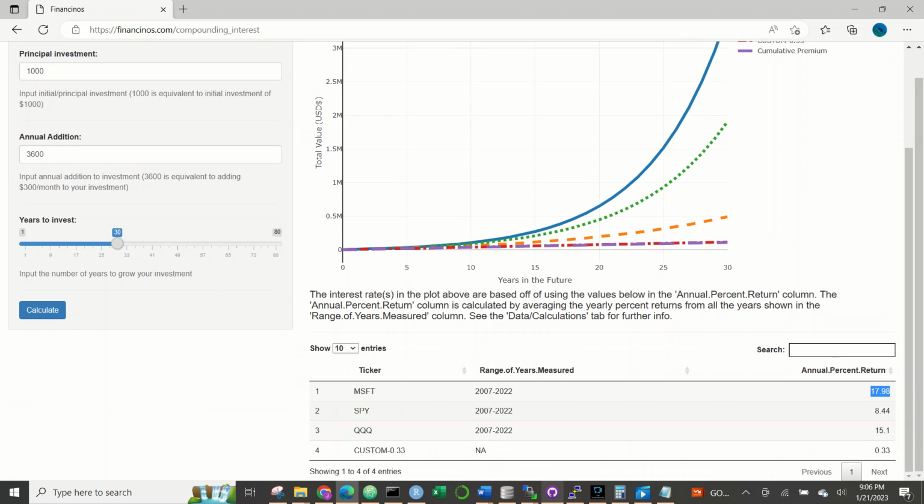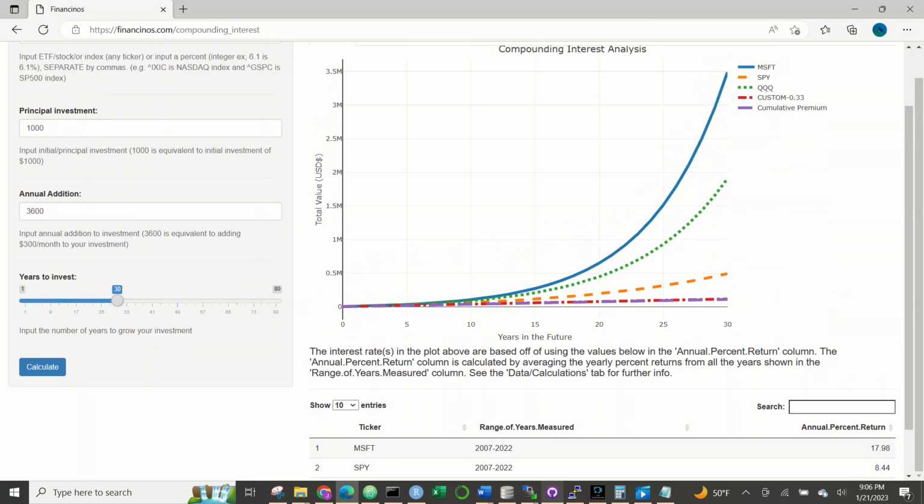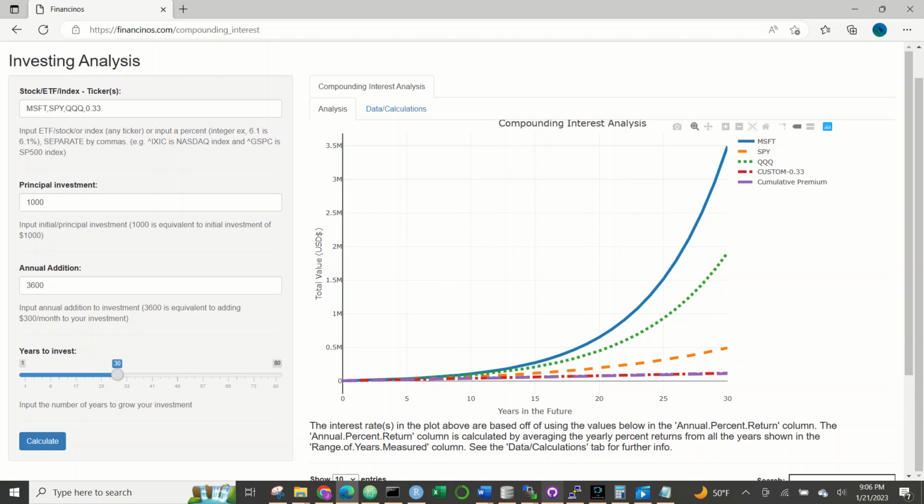Same thing for SPY. You can see the average annual percent return of 8.44 and 15.1 for stock ticker QQQ, and the custom 0.33. There's no range of years measured right over here because it's just a custom rate of return. There's nothing to measure, and so the annual percent return is 0.33 for the savings account. That was just Googleable information, that rate of return.